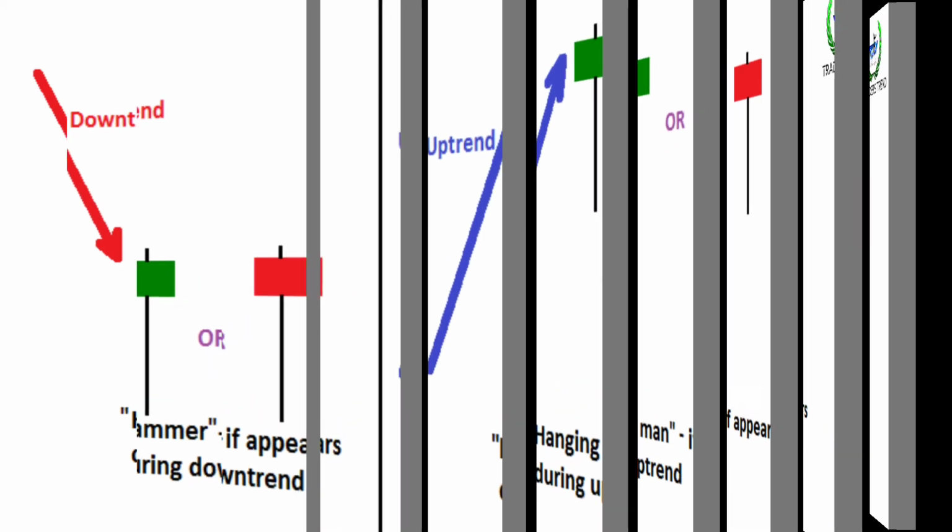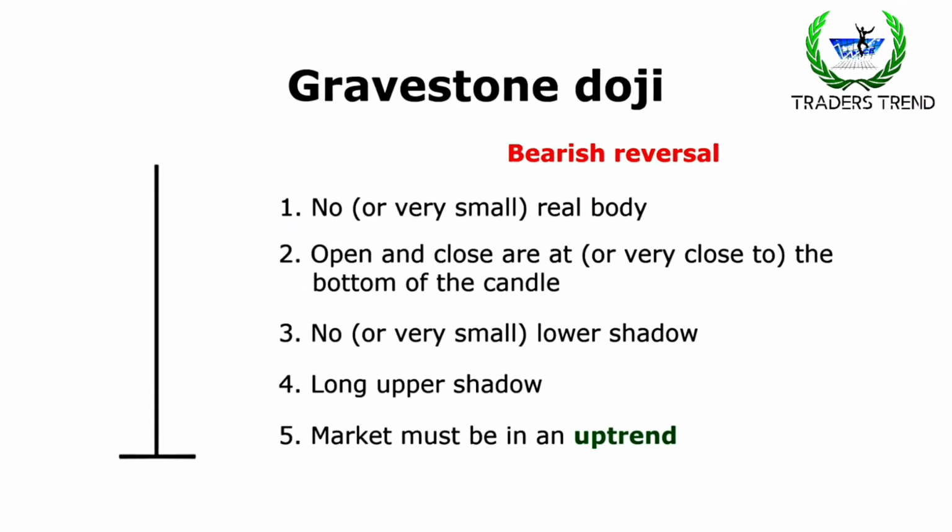And the next one is the Gravestone Doji. It is a bearish reversal candle. It has no or a very small real body. The open and close are very close to the bottom of the candle. It has no or a very small lower shadow and a long upper shadow. The market must be in an uptrend. Here the sellers are pushing the stock, and that is why the open and close are at the bottom of the candle.